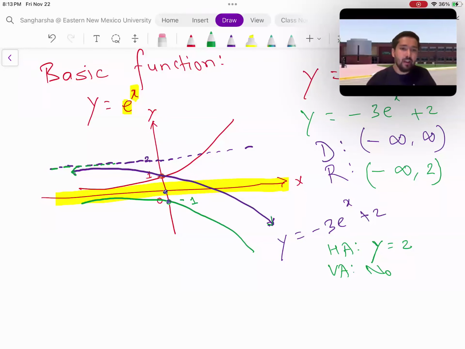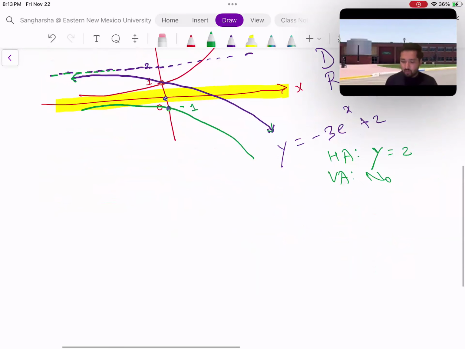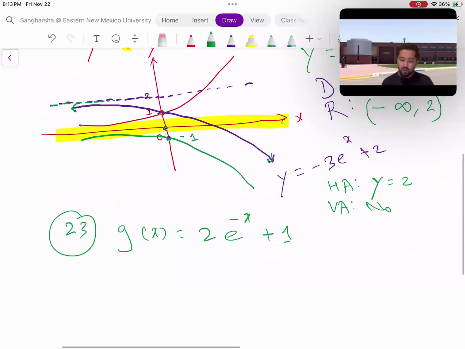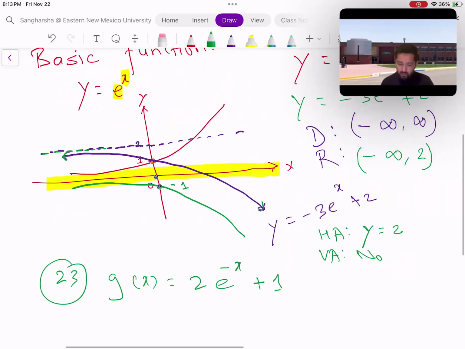Okay, now number 23. It's a transformation, okay, but a different function. So let me write the function. Our function is g of x equals 2e to the power minus x plus 1. Now this is also an exponential function, very similar to the one that we just did, but here we have negative x in the exponent, okay?